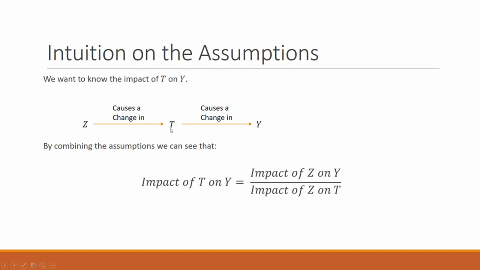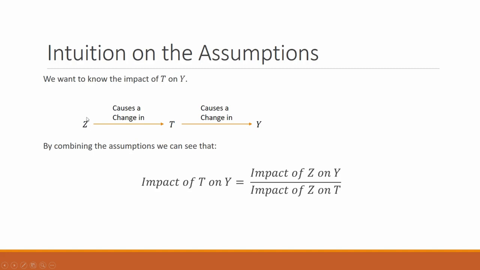So here's the idea. There's four kinds of people. Always takers, never takers, compliers, deniers. Always takers are people for whom Z has no impact on T. They always get the treatment. Doesn't matter what Z is. Z has no impact on T for always takers. Then there's never takers. Z has no impact on never takers. They never get the treatment regardless of what Z is. Those are never takers.